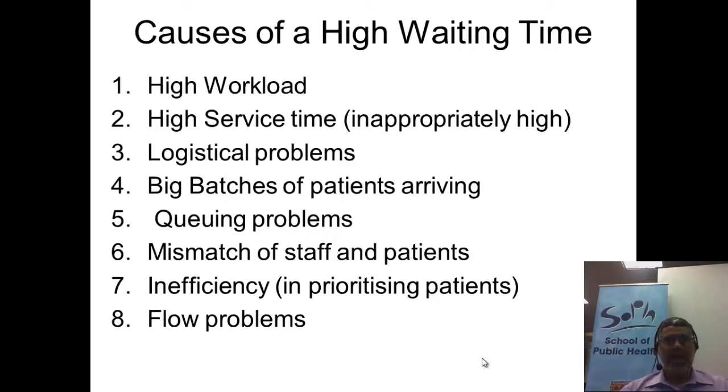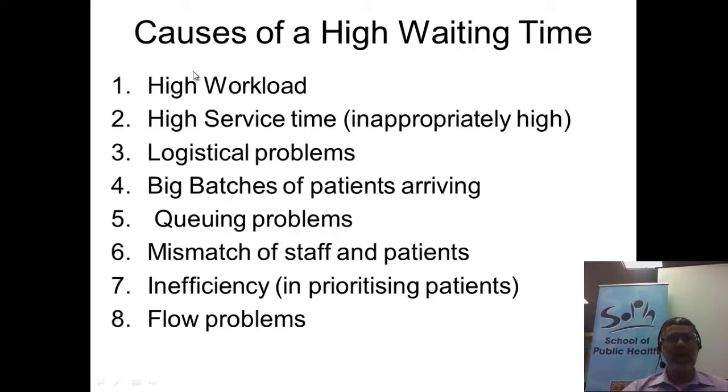At a community health center or clinic, there are 8 causes of a high waiting time. If you would look at an emergency unit, there would be 10 causes. So there are 2 additional causes for an emergency unit. For a health center and clinic, there are only 8 causes.